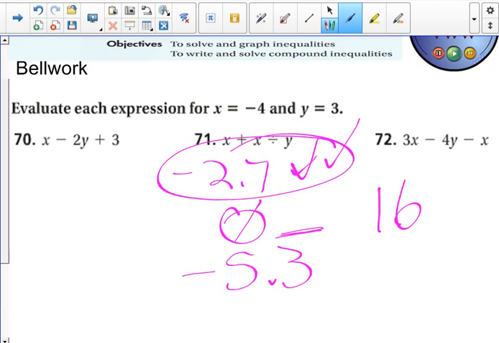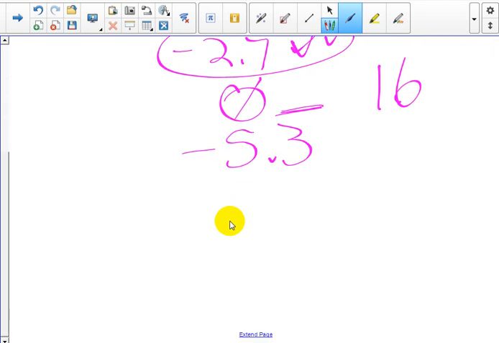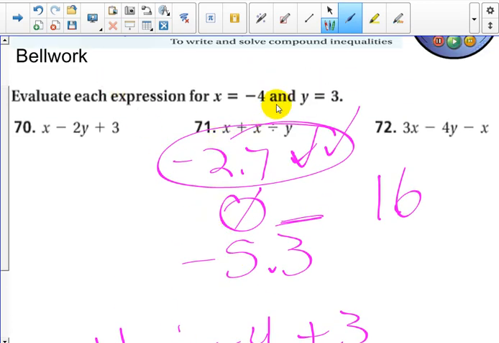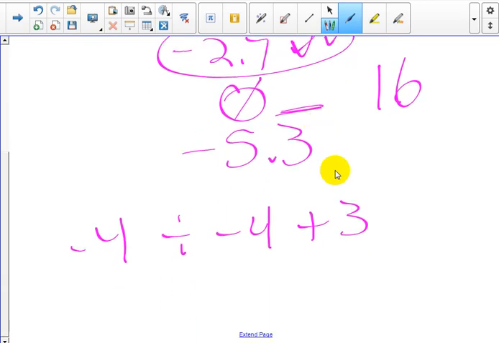But we don't know if this is right or not, right? So it's going to be x plus x divided by y. So it's going to be negative 4 plus negative 4 divided by 3. Is that correct? There's x plus x divided by y. Whoops. Totally got the signs wrong. It's plus x divided by y.